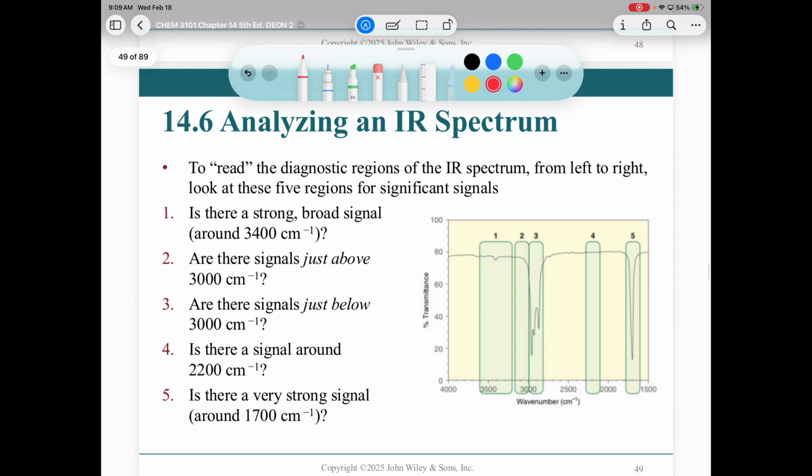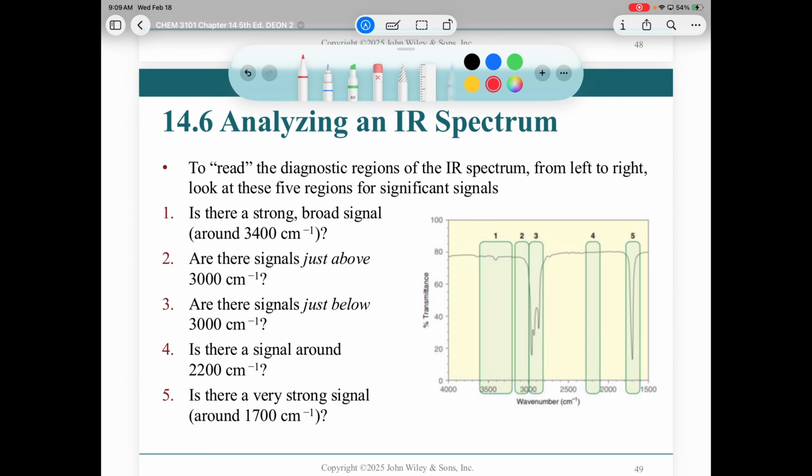All right, so analyzing an IR spectrum. There's a stepwise way of doing it. I'll just be honest with you, I don't follow this a whole lot. I'm kind of like a child in a toy store. I see something and I go for it. I go for what I see is the most abundantly clear. But if you're a person that likes a systematic approach to everything you do, there's no problem with that. So you start looking around 3400.